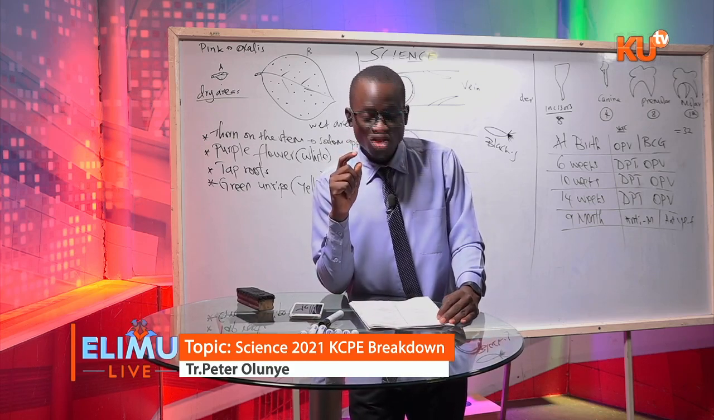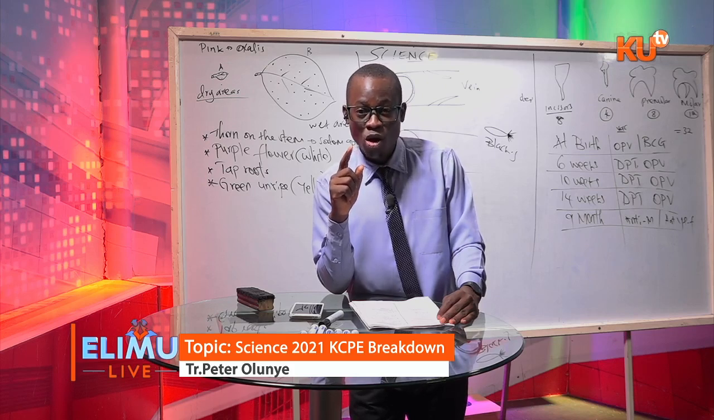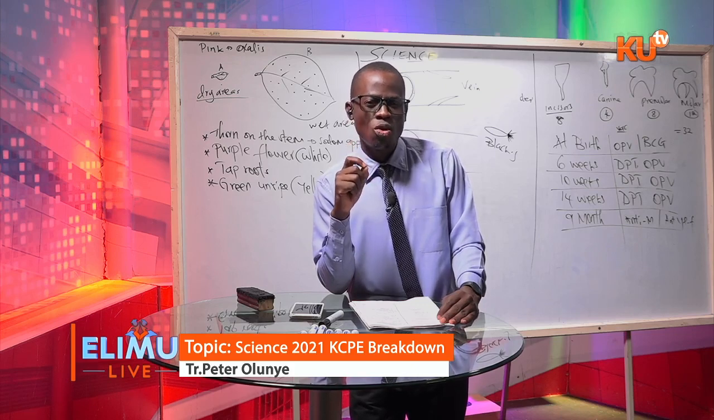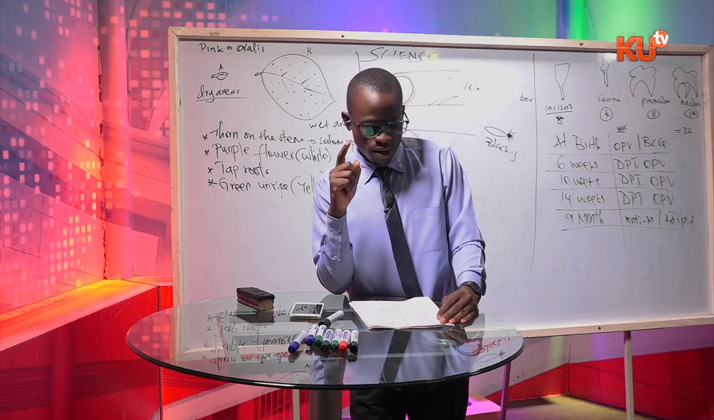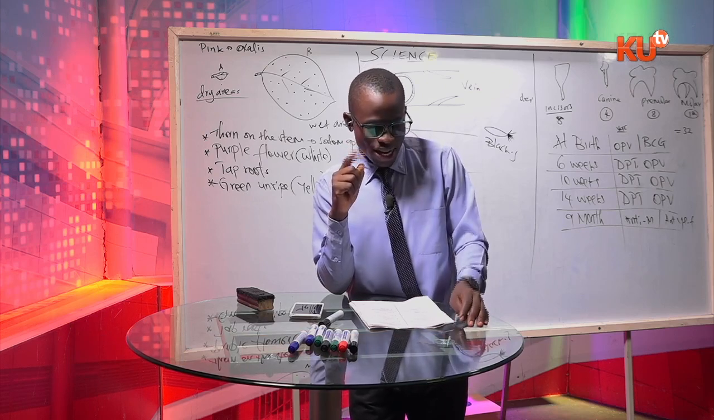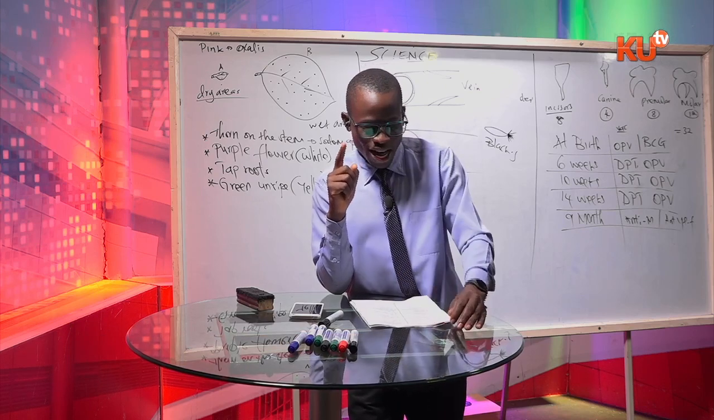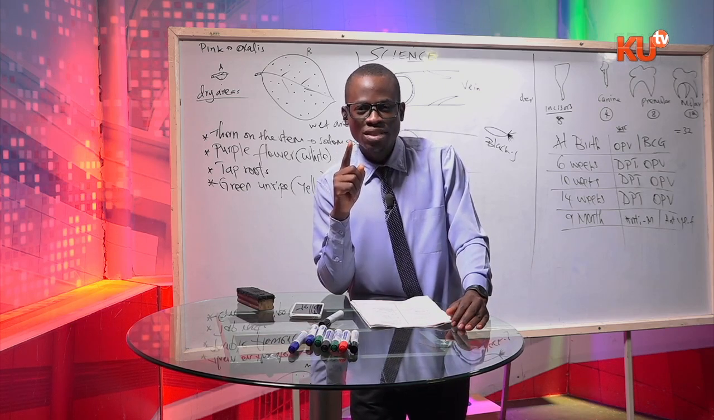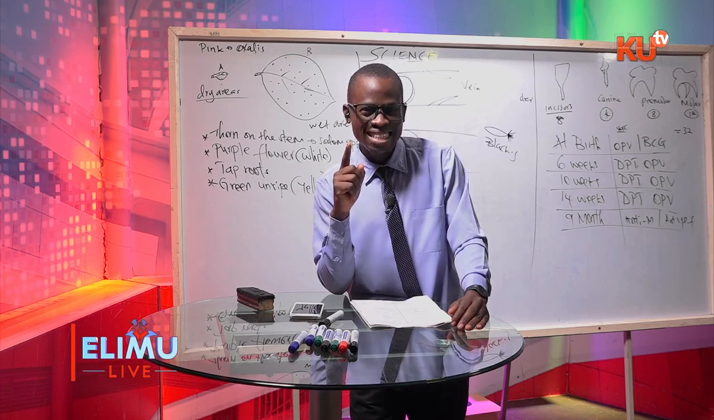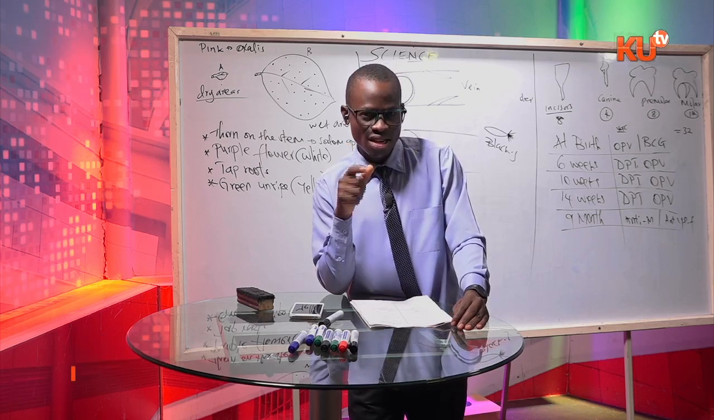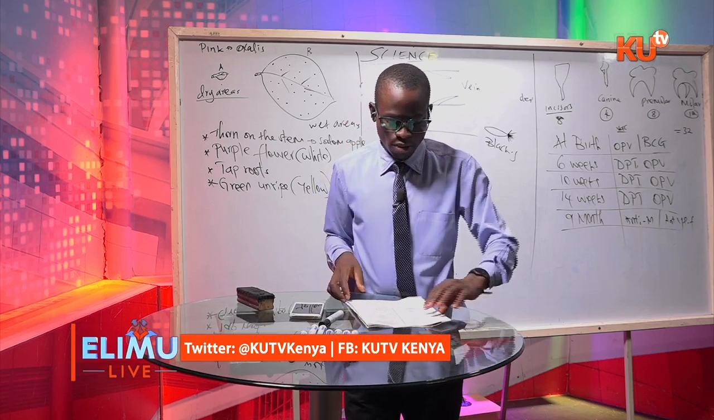I also want to take this chance, boys and girls, to appreciate one boy who did marvelously in this paper, getting the highest score in the country. We call this boy Mwenda Kimathi. Wherever you are, I want to applaud you, because in Science 2020, the best person in Kenya was having 90%, and you happen also to be one of them. Thank you so much.